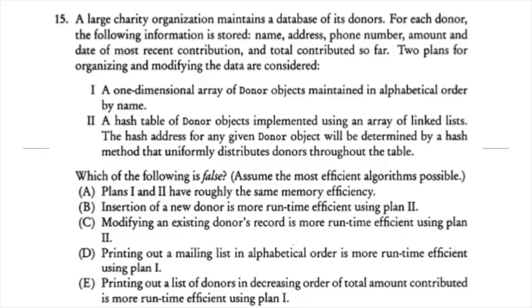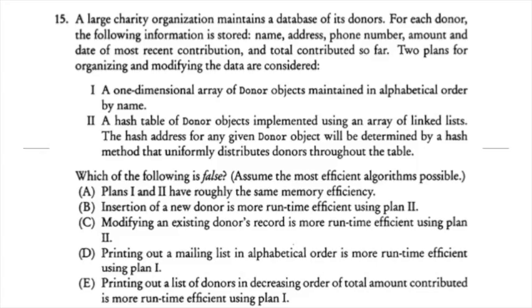Okay, now we consider two different implementations. The first implementation uses a one-dimensional array of donor objects maintained in alphabetical order by name. Which means that it's a simple one-dimensional array, and the elements of this array are of type class donor. Specifically, if you check the index one by one starting from 0, the donors will be sorted in alphabetic order by name.